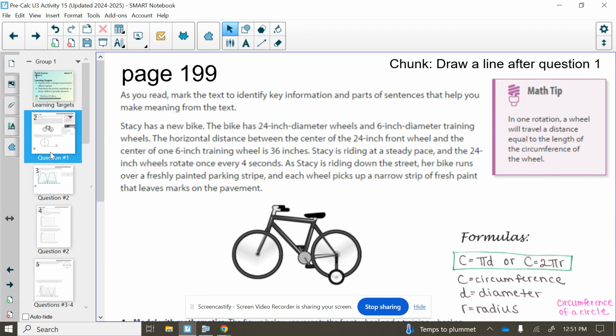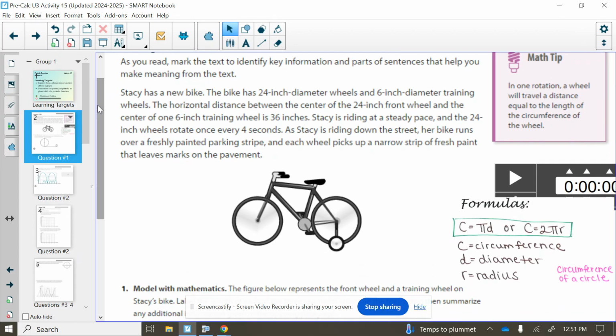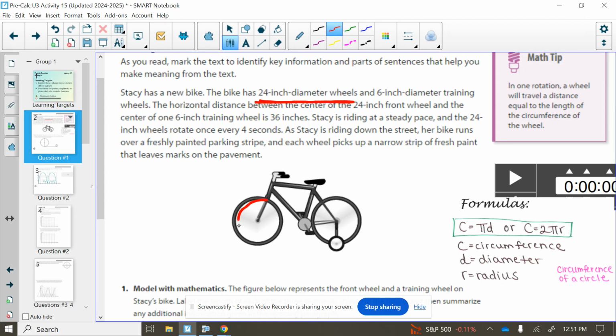Before we get too much into the different pieces of our periodic functions, we have a situation about Stacy and her new bike. She has a 24-inch diameter front wheel, so that's going to be these big ones, versus a 6-inch diameter training wheel on the back of her bike. We talk about the horizontal distance between the two of them being 24 inches.